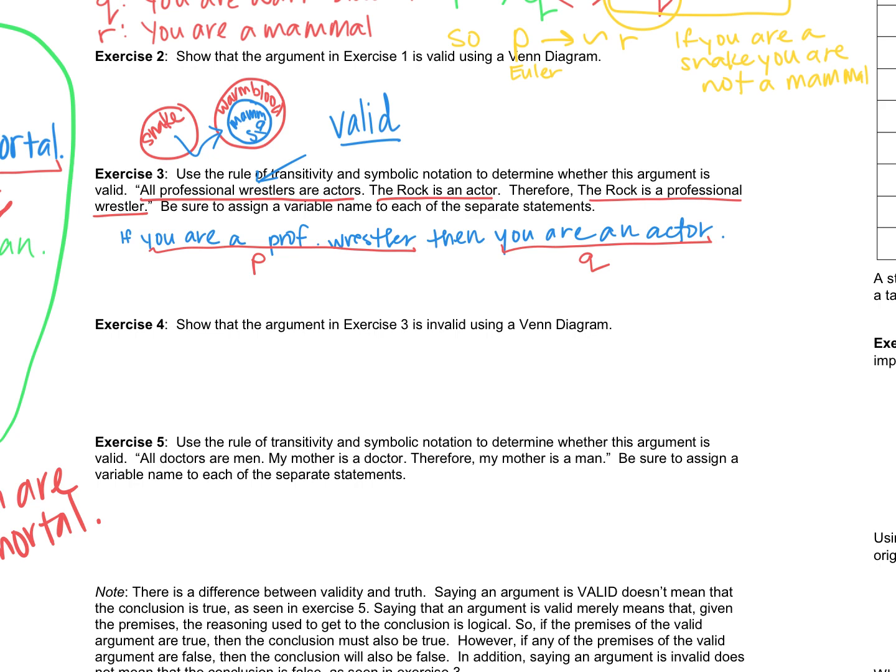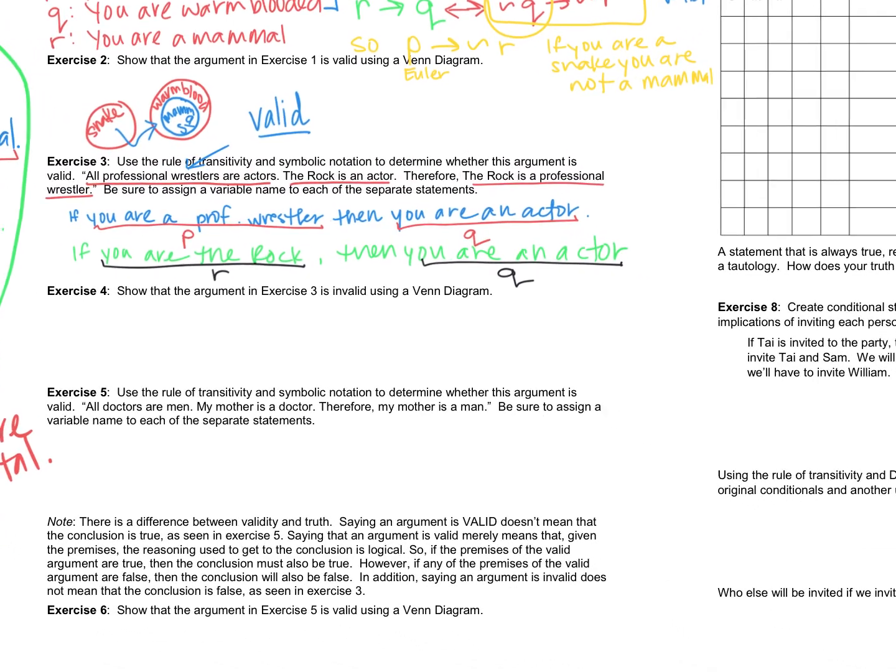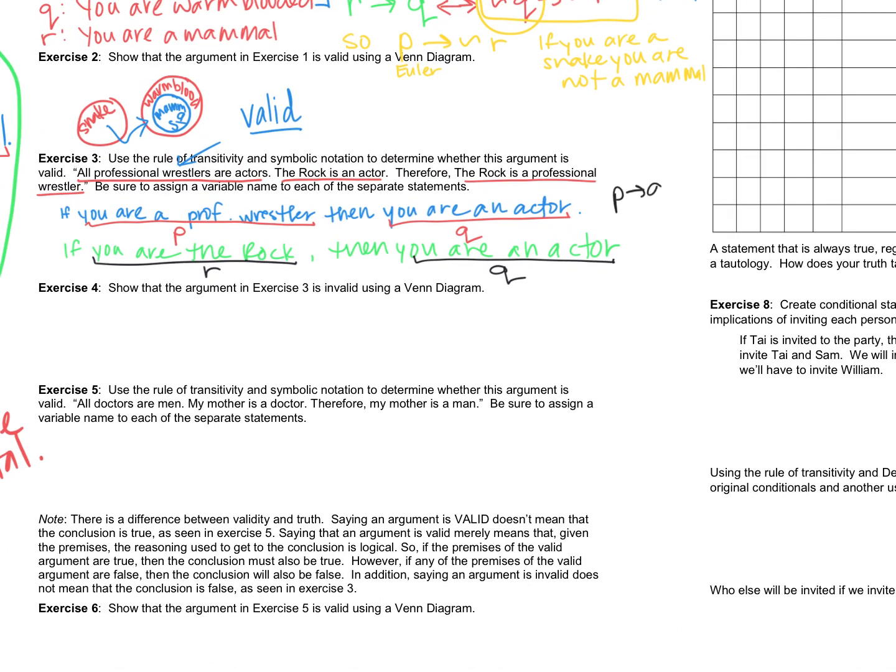Now our next one says The Rock is an actor. So if you are The Rock, then you are an actor. If you are The Rock, that's a new statement, we'll call that R, and you are an actor is Q. So what our argument is really saying is that if you have P implying Q and R implying Q, then The Rock is a professional wrestler, that is, R implies P.